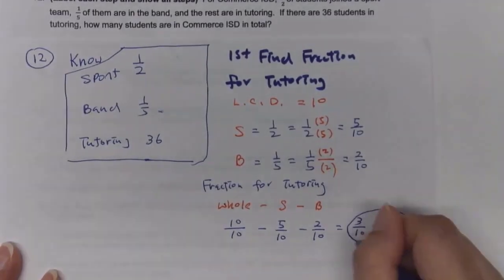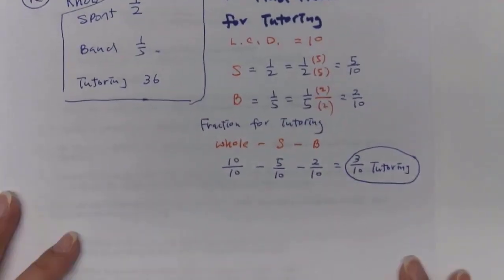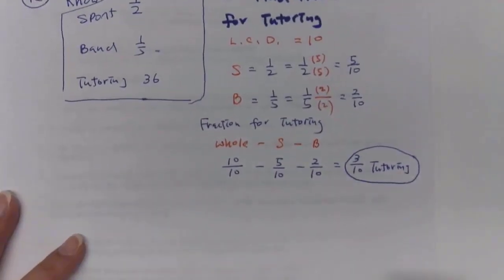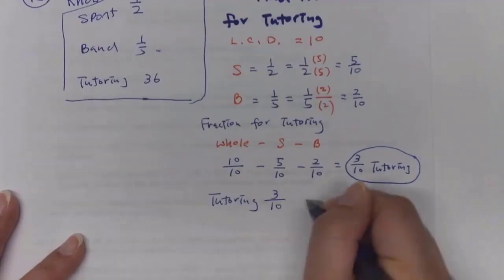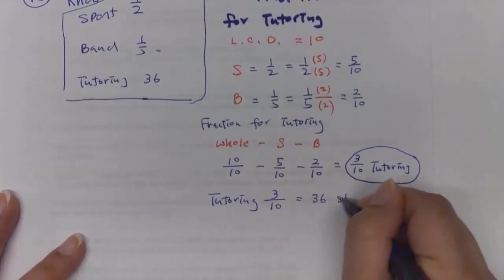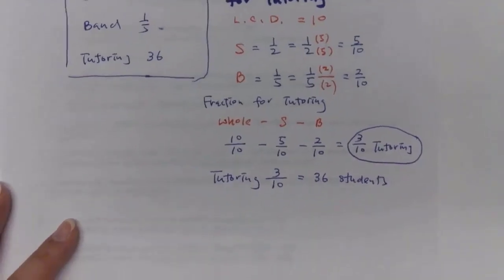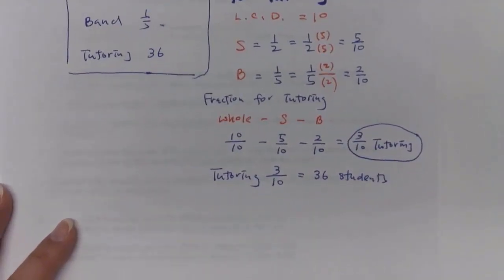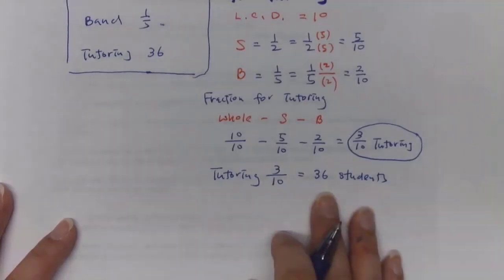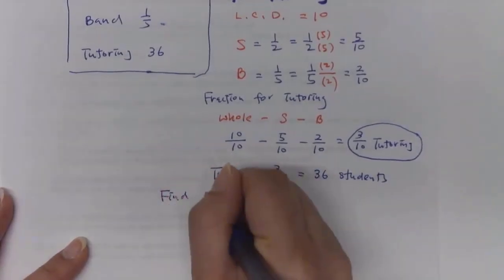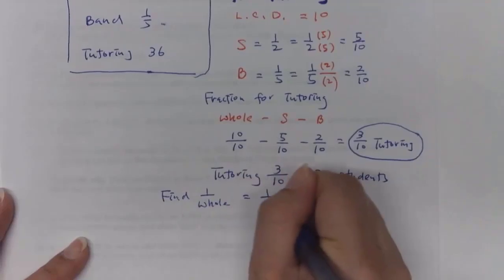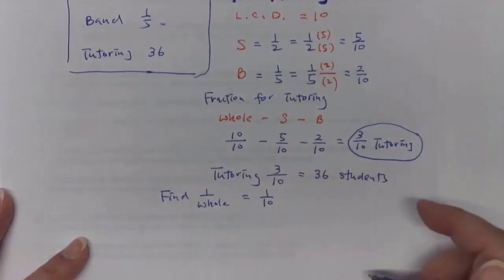This one is harder. So this is tutoring, which is also equal to how many students? 36 students. So tutoring, we found out the fraction is 3 out of 10, which is the same as 36 students. So how do I move from here to get the total number of students? If 3/10 is 36, then we should find out what 1/10 is. Let's find 1 out of the whole, or 1/10. How do I do that? 36 is 3/10.